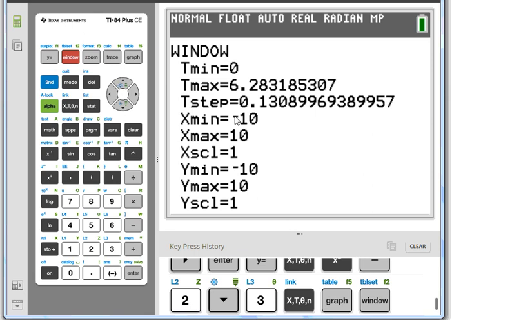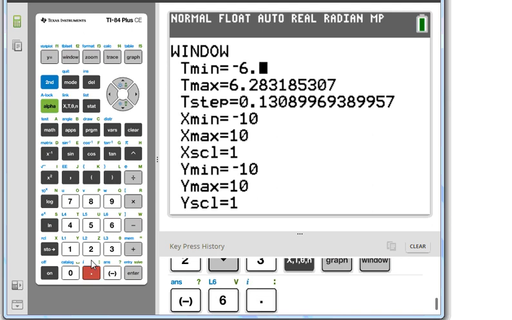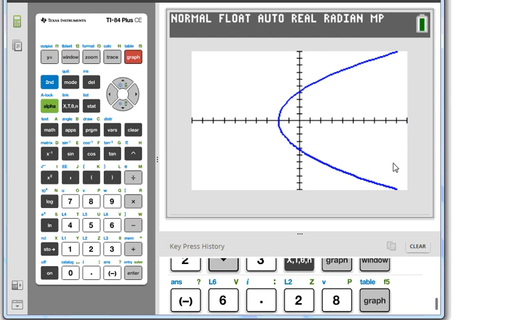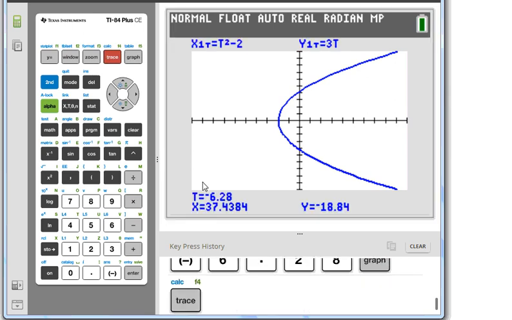Otherwise, it's pretty much the same as the standard window settings, and we can change them. Now, if we want to see the whole equation, we can put in a time less than 0. So if I put in negative 6.28, let's see what that gives us when we graph. It gives us a fuller curve, similar to the one we did earlier with just the rectangular form. And we can trace this curve, and we're given a t of negative 6.28.